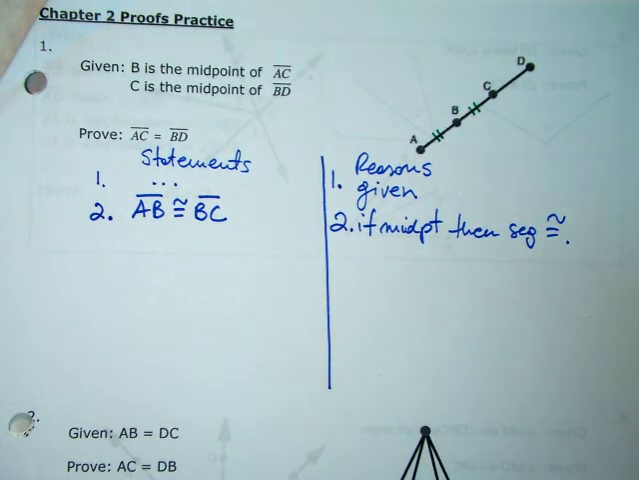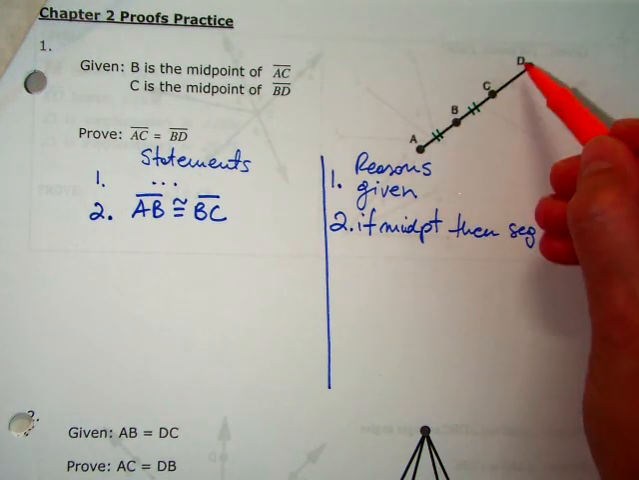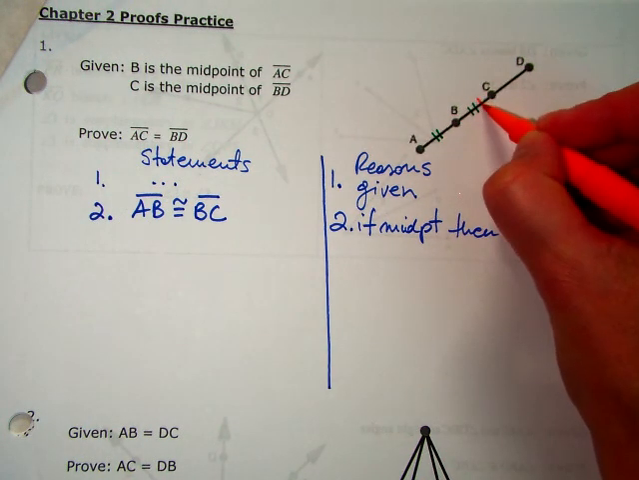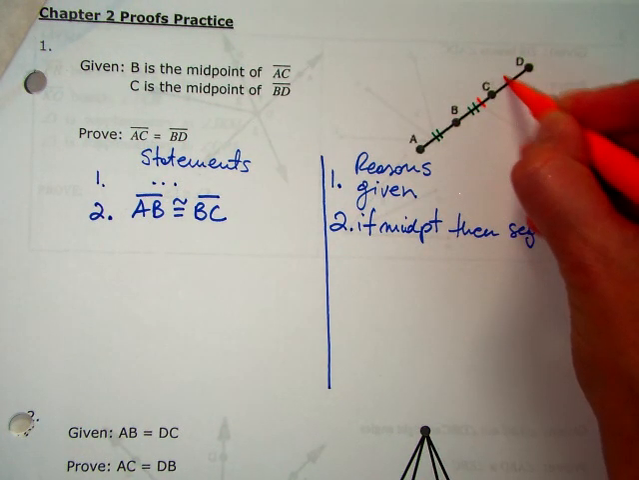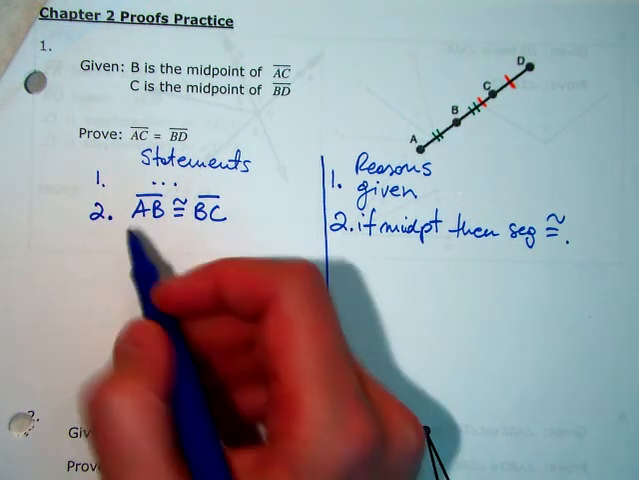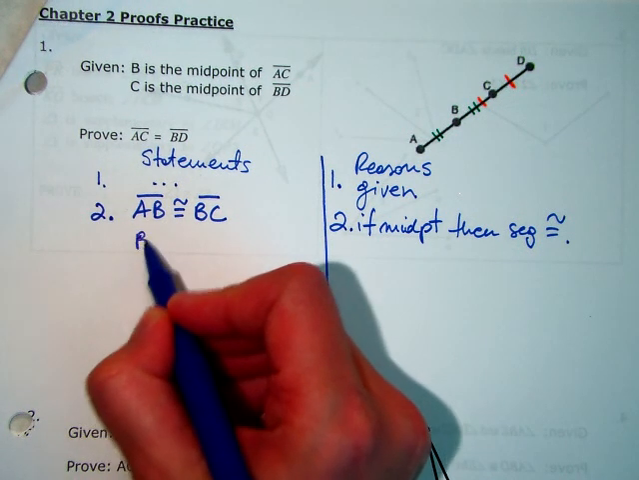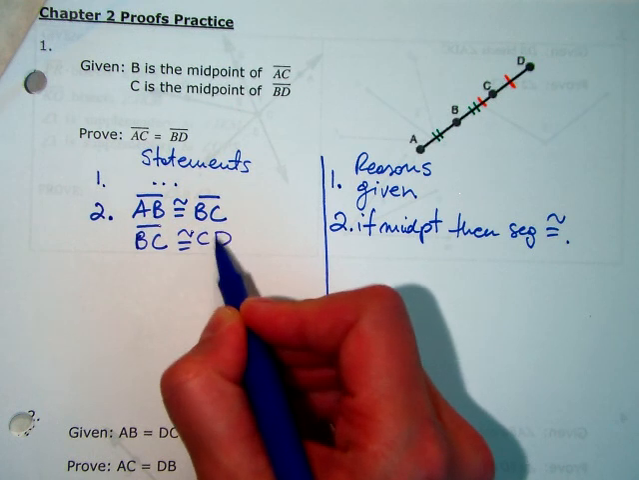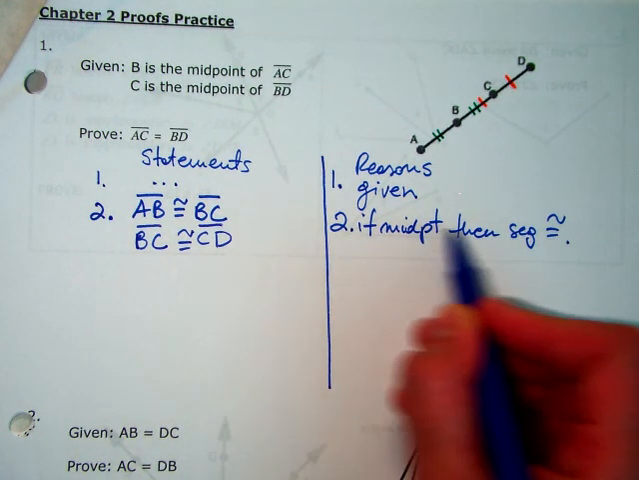The second part of the given actually has C as the midpoint of BD. So now based on this, what could I say? That BC is the same as CD. I'm actually going to add it to the same step. BC is congruent to CD. And it's also, if midpoint, then segments congruent.